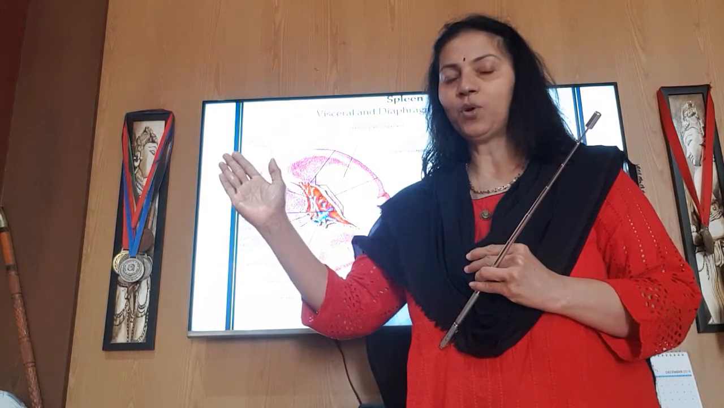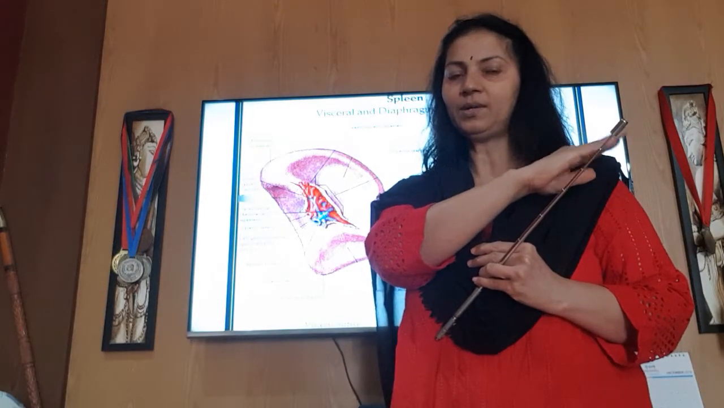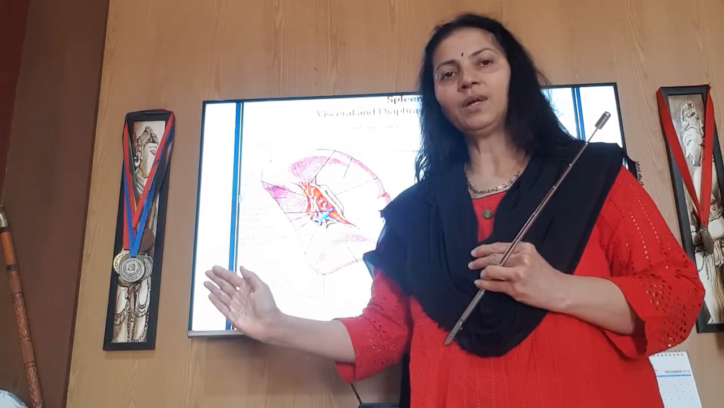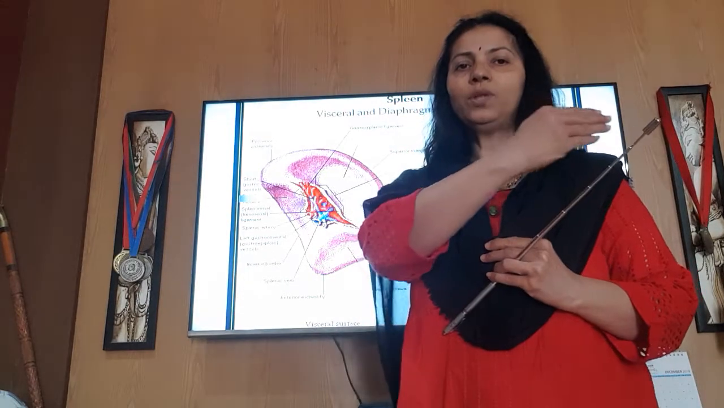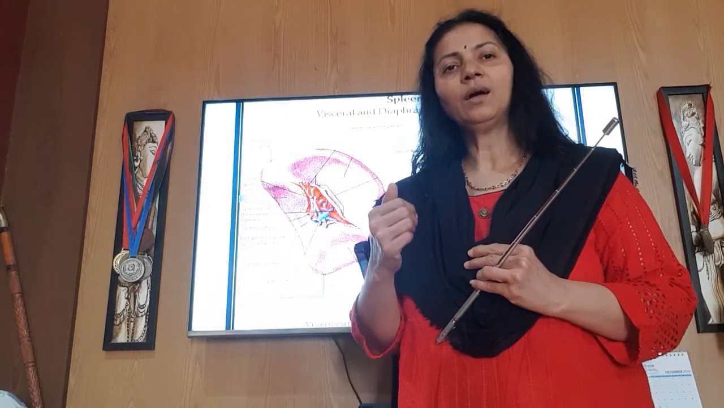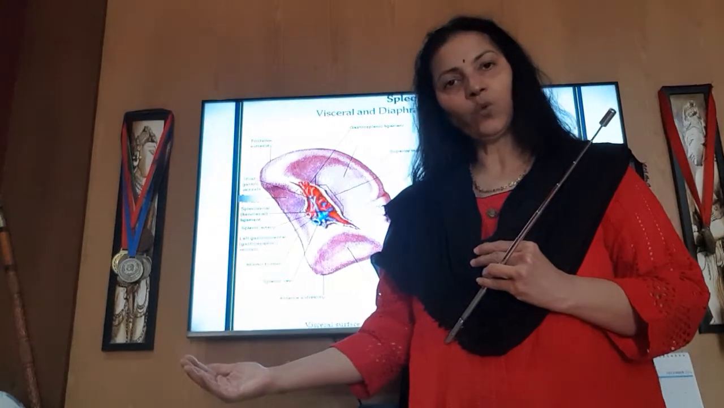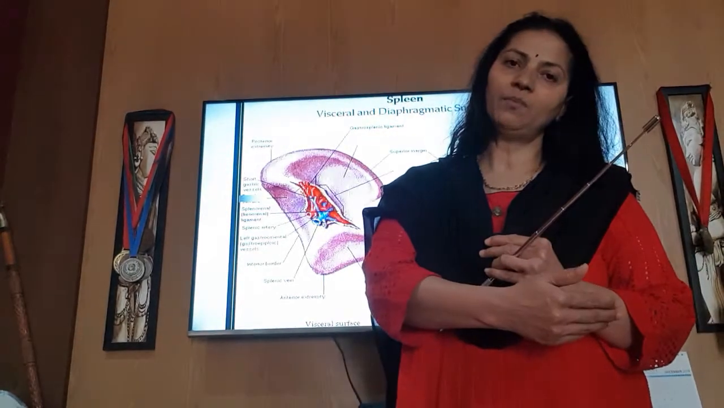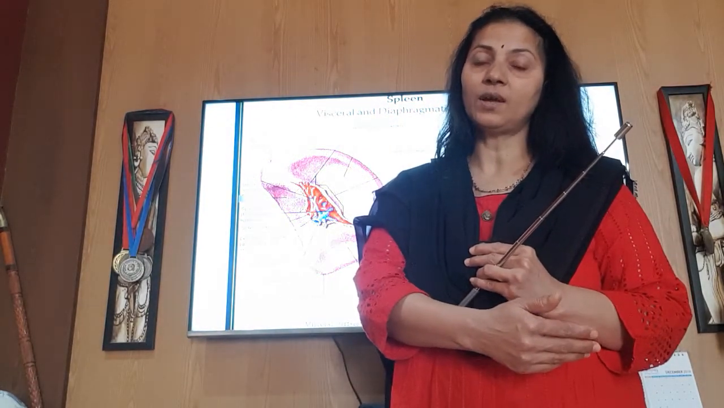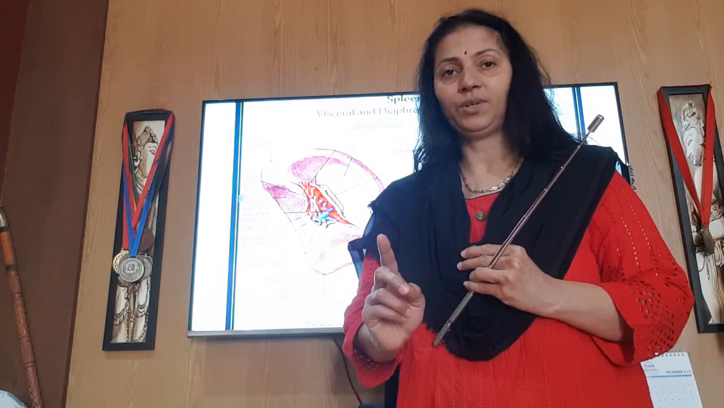Right hypochondrium in the upper right part, left hypochondrium on the upper left part. In between the two, there is epigastrium. Below the right hypochondrium is the right lumbar region. Below the left hypochondrium is left lumbar region, and in between is the umbilical region. Below the right lumbar is the right iliac fossa, and below the left lumbar region is left iliac fossa. And in between, hypogastrium.